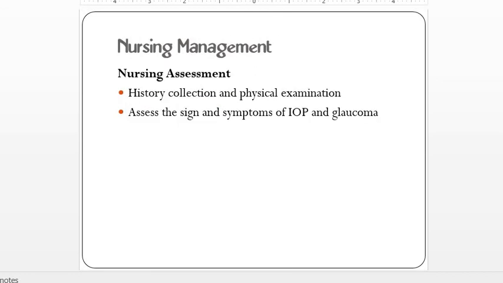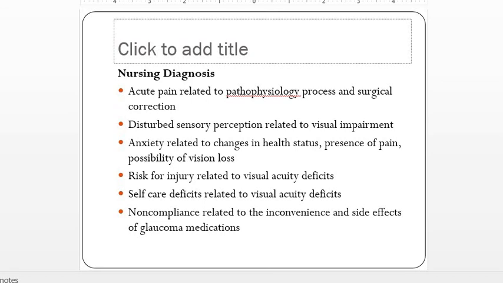Nursing management, the prime component. Firstly, nursing assessment: history collection and physical examination, assess the signs and symptoms of intraocular pressure and glaucoma. This is the nursing assessment. Then nursing diagnosis. Various nursing diagnoses can be formed, but I have kept these diagnoses.